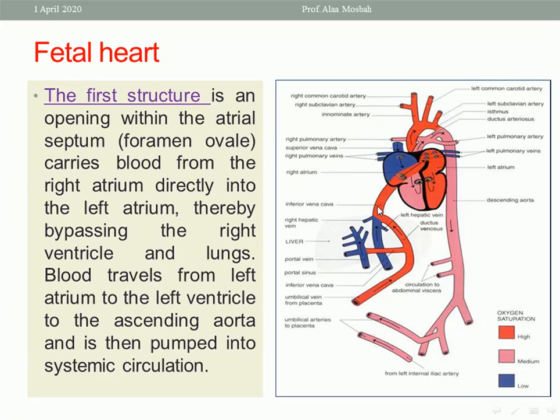Blood travels from the left atrium to the left ventricle to the ascending aorta and then is pumped into the systemic circulation through the descending aorta here.